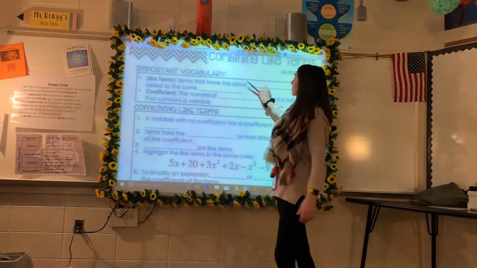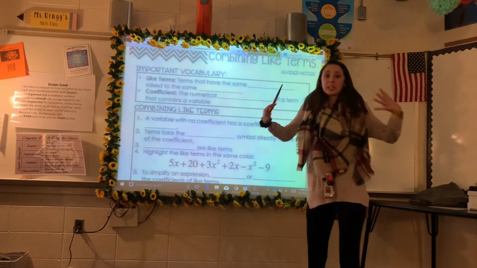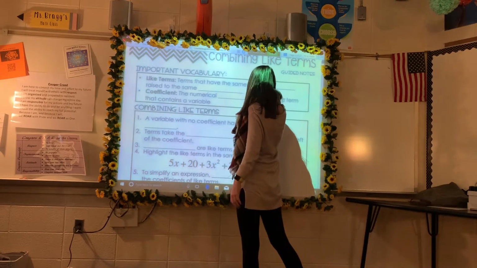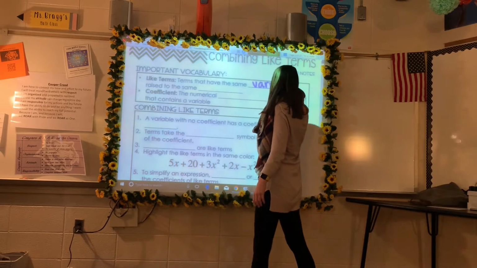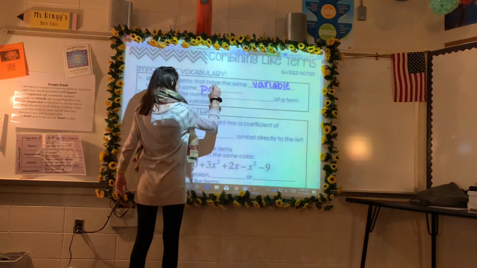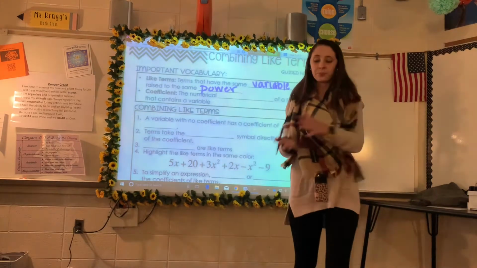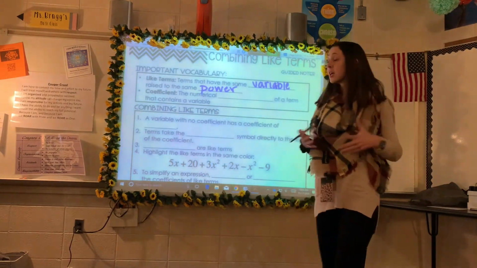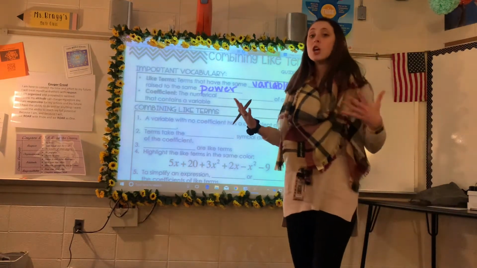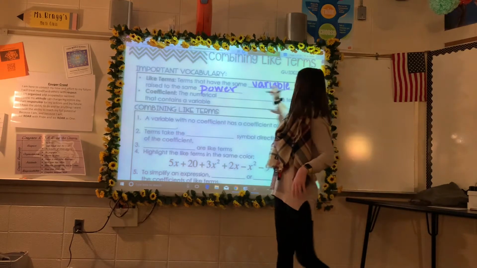Alright, so some important vocabulary we want to talk about is like terms. Like terms are things that look alike in these expressions. They are terms that have the same variable and are raised to the same power. Yesterday y'all should have watched the introduction to algebra notes, and you learned that terms are separated by addition and subtraction signs. So these are terms that have the same variables and they're raised to that same power.